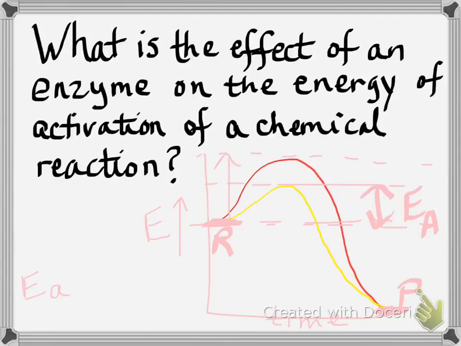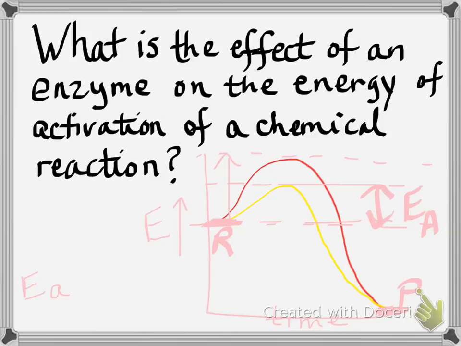Okay, so I added this little question. What is the effect of an enzyme on the activation energy of a chemical reaction? This is still part of number 2. So I did a quick graph. What is this little E with a letter A on it? Does anybody know what that means? Rise in energy. Energy of activation. So what is the effect of an enzyme on the energy of activation of a chemical reaction?